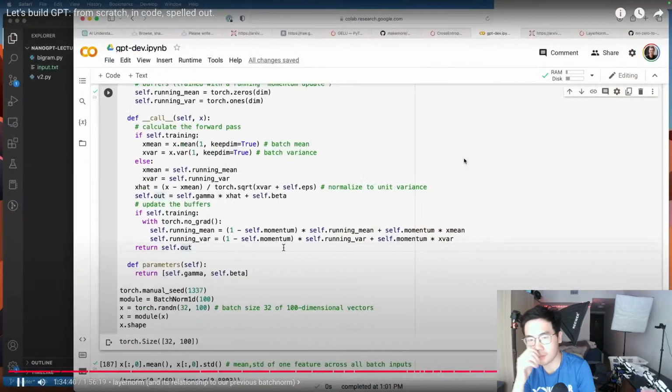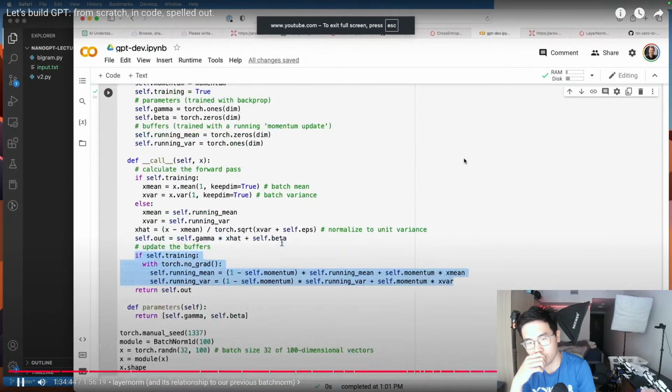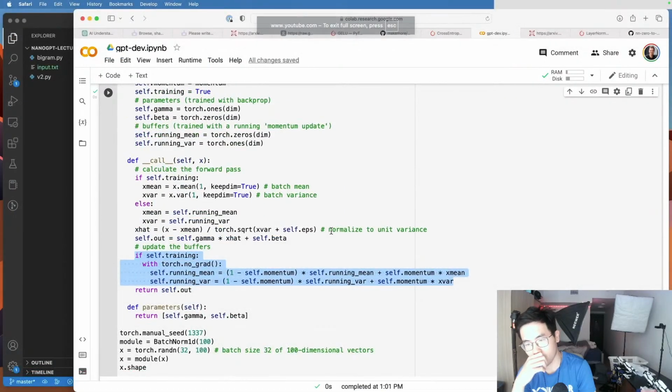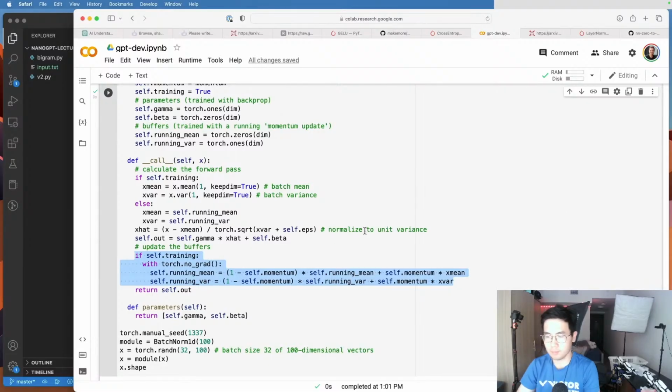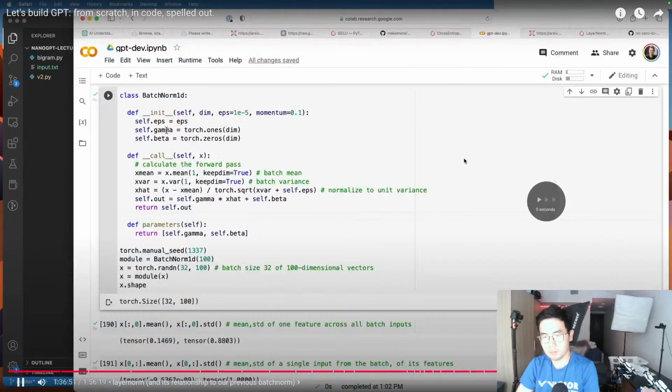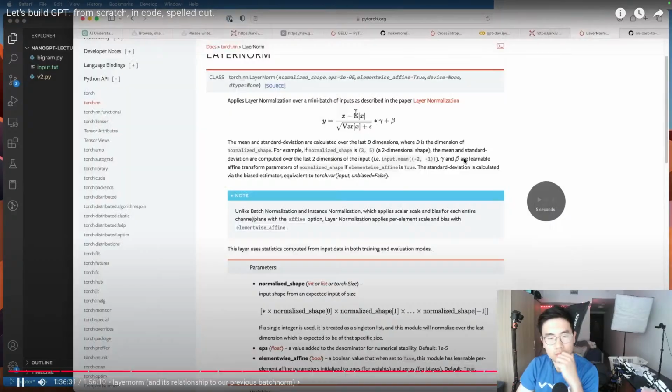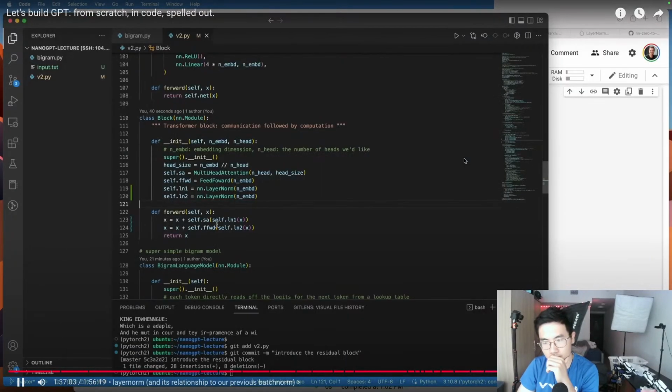We can delete all of this buffers stuff because we can always apply this operation and don't need to maintain any running buffers. So now we train with layer norm incorporated into the transformer blocks, and let's train them up.